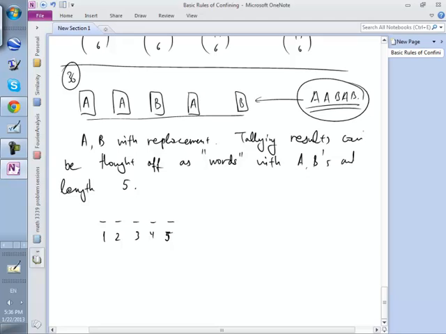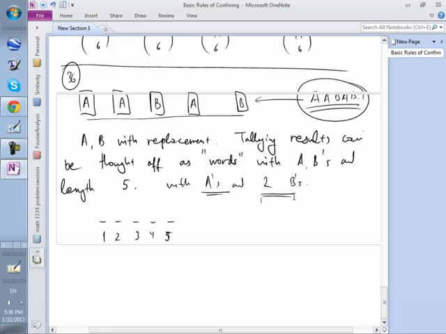And by the way, we need words of 5 letters with 3 A's and 2 B's, because that's what the problem specified. 3 voted for A and 2 voted for B. So we have to find which of the 5 positions here will hold the A. Once we decide those positions, then automatically the remaining positions will be occupied by B. So here, in that example, the positions are first, second, and fourth for A.